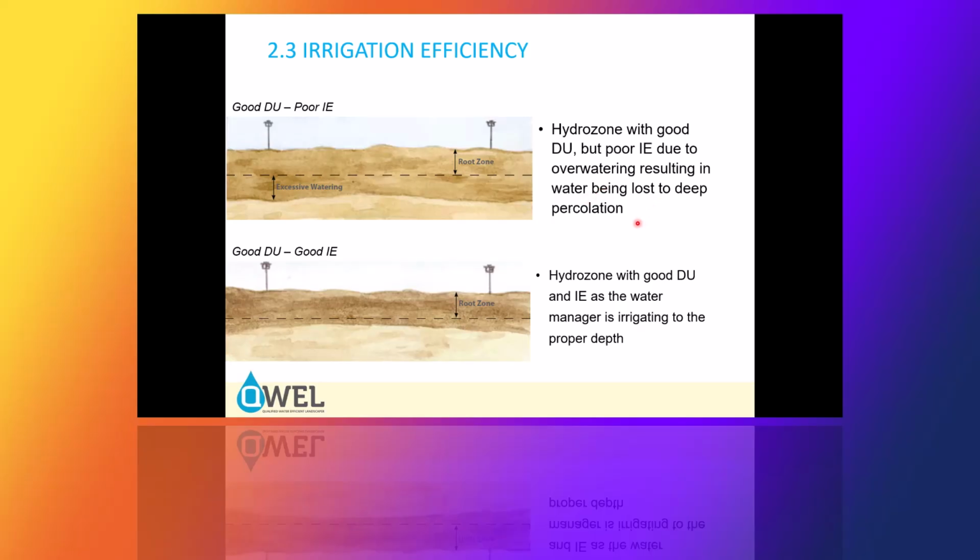to deep percolation. Again, irrigation efficiency is the ratio of the volume beneficially used by the plants to what is being applied. A loss beyond the root zone is not going to be beneficially used by the plants, so therefore a poor IE. What we ultimately want to see is a good distribution uniformity and a good irrigation efficiency. So the hydrozone with a good DU and IE, as the water manager is irrigating to the proper depth. And it's not only proper depth, but it's being applied uniformly. So that's going to provide a good distribution uniformity and also a good irrigation efficiency.